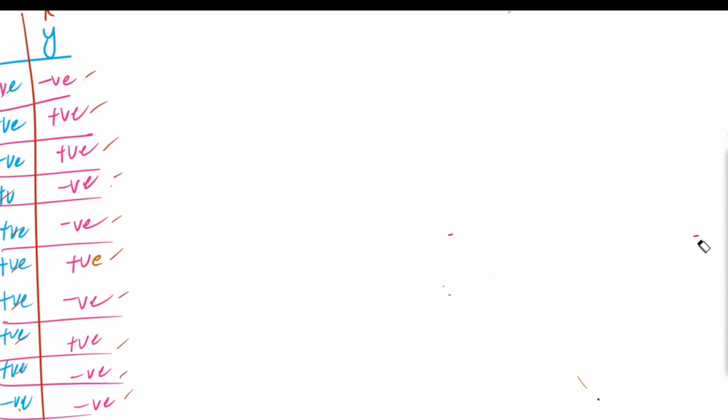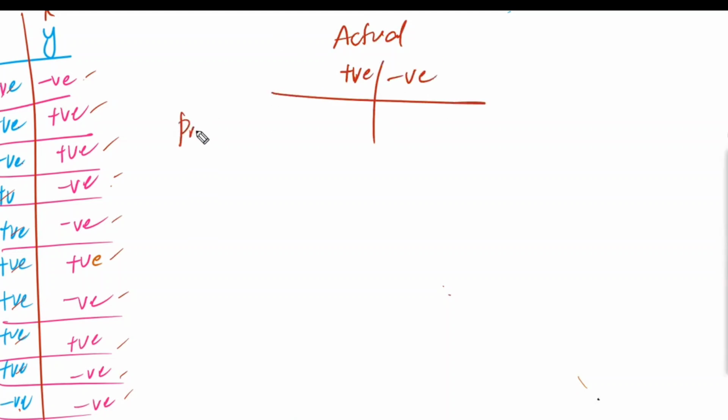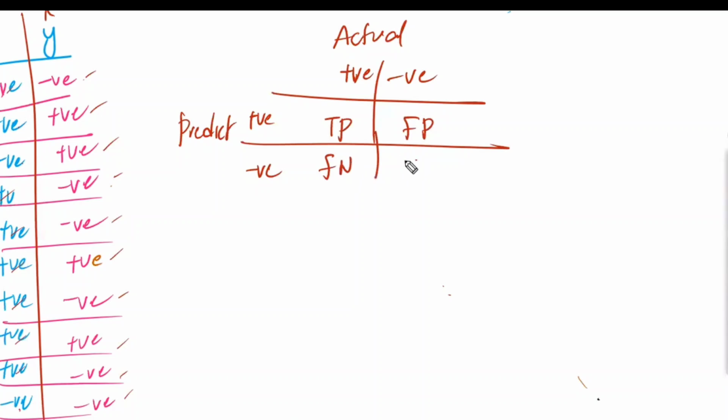Okay, so on this side I have taken actual positives, negatives, and on this side I have taken predicted positives, negatives. Now, whatever you have got, this one is called TP, this one is called FP, this one is called FN, and this is called TN. This is the previous example which we have completed.